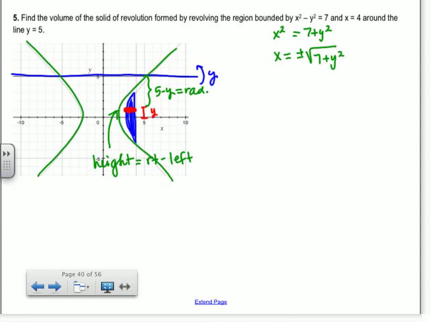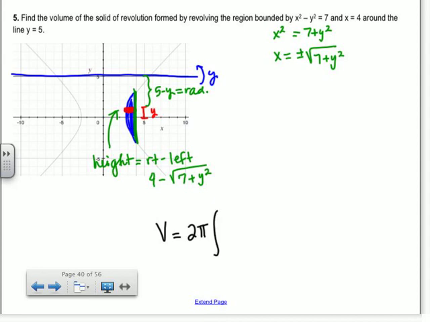Now that's representing these two curves. Okay, so which one do we have? Right, the positive one. The x values are positive. So the right is x equals 4, so 4 minus the square root of 7 plus y squared. So our volume is going to be 2 pi.